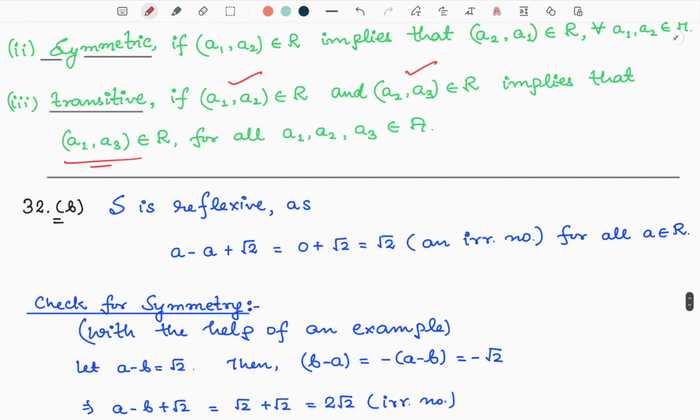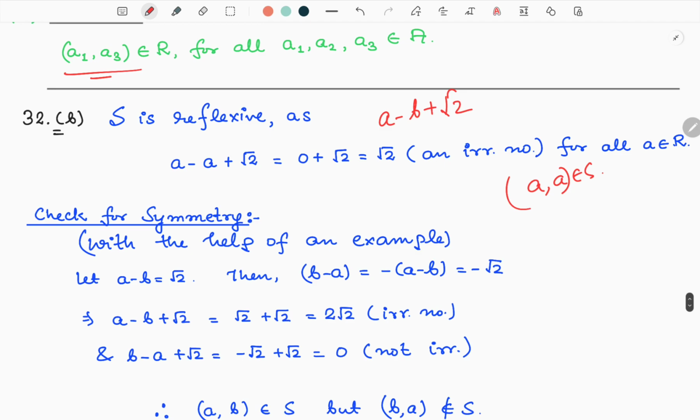So here we can say whether S is reflexive or not by putting simply A in place of B. When we put A in place of B in the expression A minus B plus root 2, we get root 2, and root 2, as we know, is an irrational number. That means S is reflexive because A comma A belongs to relation S.